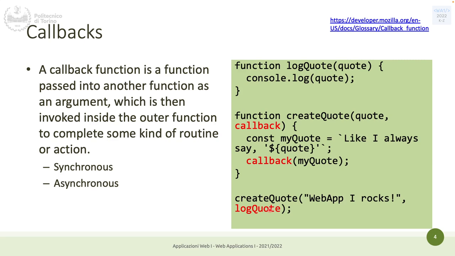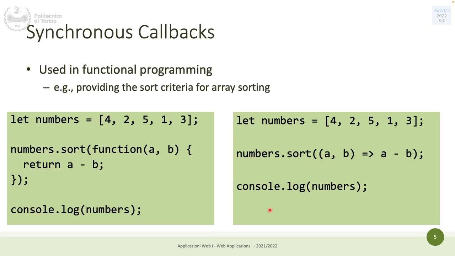And so callback, again, could be synchronous or asynchronous. And the sort is an example of synchronous callback. And we have done this now, basically. And this callback just provides the sort criteria for sorting. It doesn't specify which is the algorithm of sorting. So this is part of the sort method. It's just the comparison. And we know the sort changes the array in place.